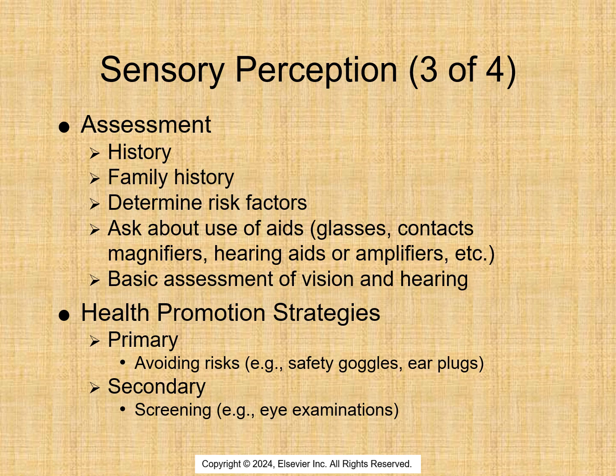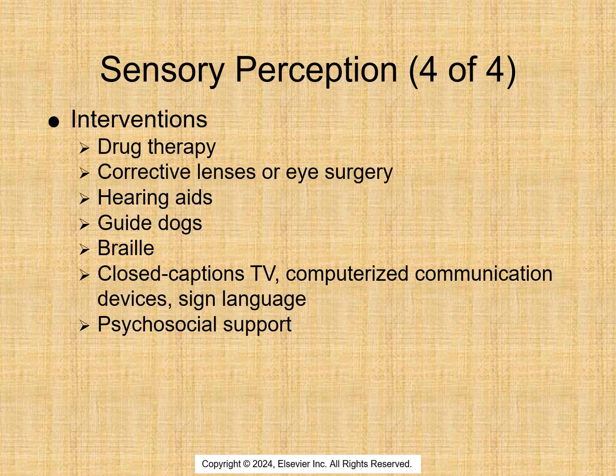General health promotion strategies and education for patients include primary, meaning avoiding risks, using eye protection, using ear protection. Secondary means also making sure that they participate in screening, at least getting an annual or semi-annual eye exam if they're having active issues. Our interventions are going to target the impaired sensation.